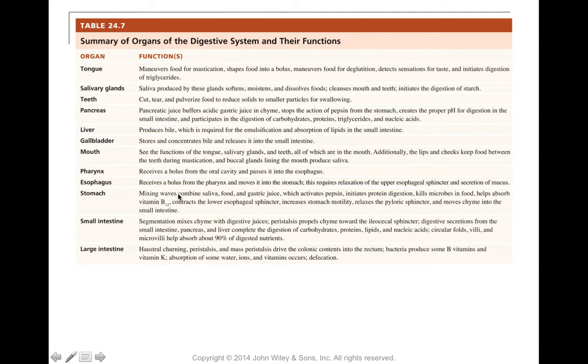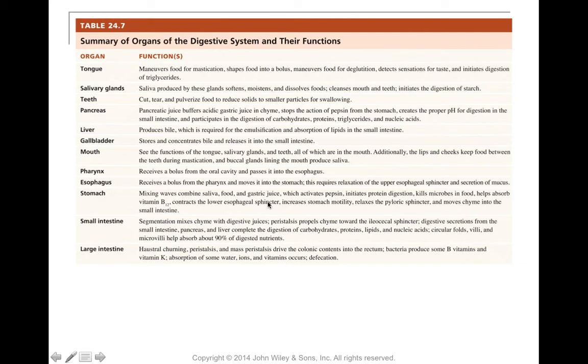Inside the stomach, we have these waves of contractions that are going to mix the food with the gastric juice and saliva. We're going to activate pepsin, start digestion of proteins, hopefully kill off all of the microbes in the food, and start absorbing some vitamins, so vitamin B12, etc. That also is going to contract off the lower esophageal sphincter. Sorry, I couldn't take another bite, so no more food can come in. Allows the stomach to have a lot of motility. Oh, and not just that no more food can come in, right?